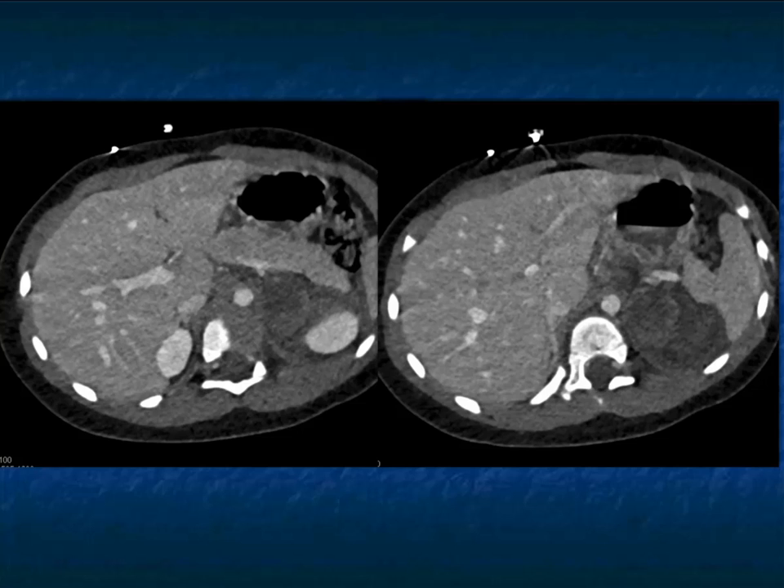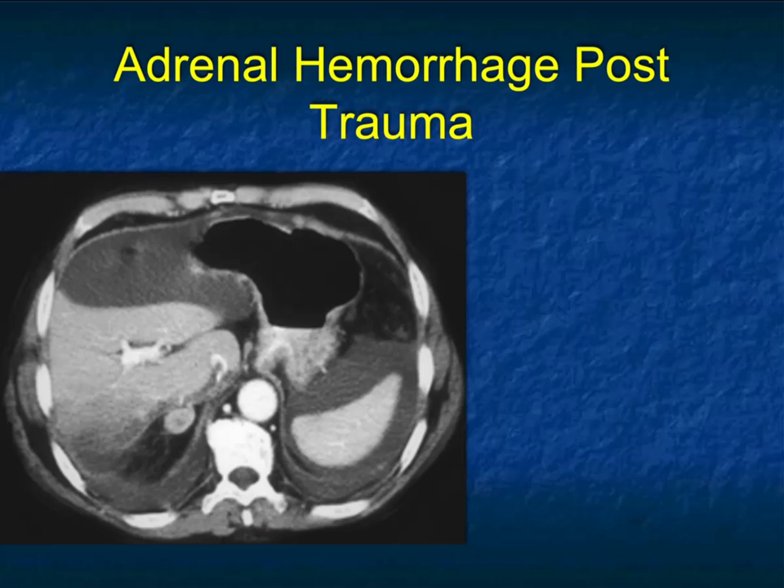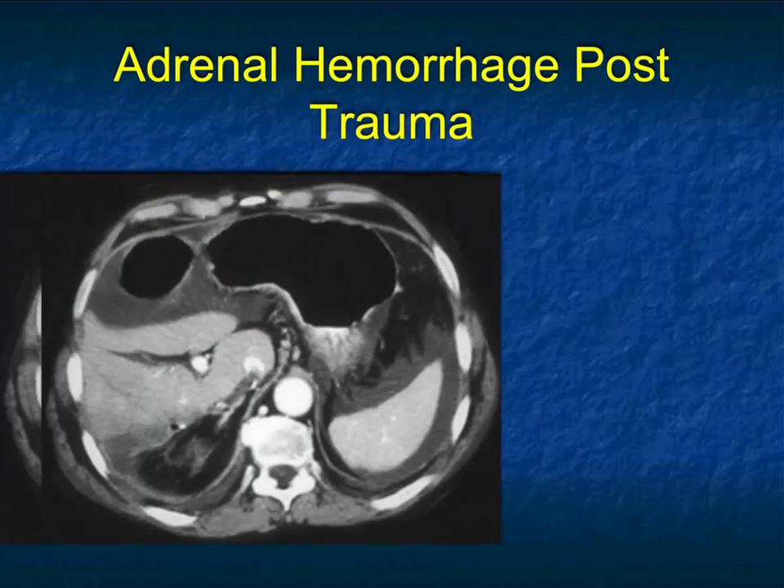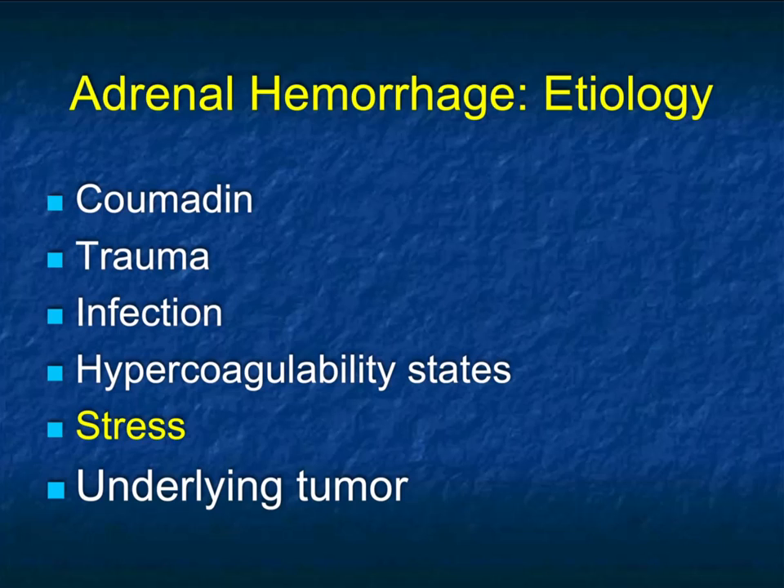The blood tracks by the kidney into the retroperitoneum and around the peri and pararenal space. And again, very nicely shown to you on these coronal views. Another example, this patient was post-trauma, had liver injury, had surgery, very dense, round right adrenal gland, classic adrenal hemorrhage.